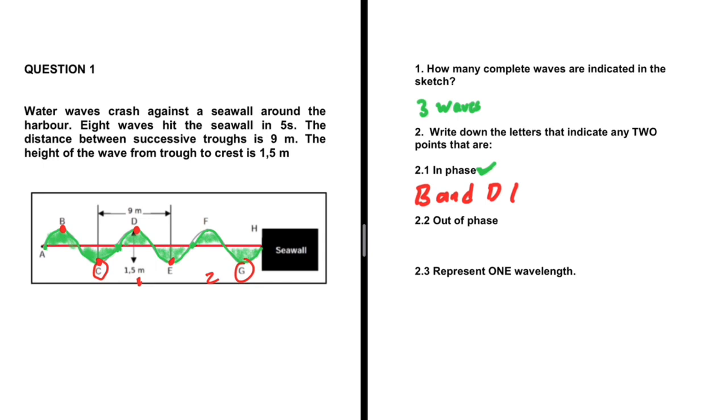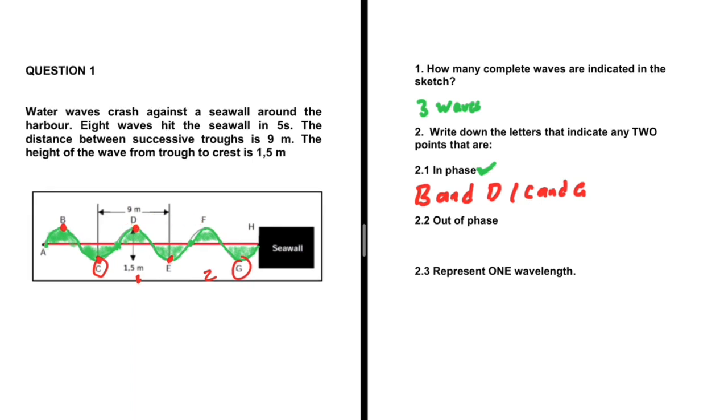So B and D is an answer, C and G is an answer, D and F is an answer, and also B and F, because from B to F we have 2 complete waves. So that's a whole number of wavelengths. So there we go, those are points that are in phase. And there's no in between. If 2 points are not in phase, they are out of phase. So points C and F are not in phase, they're out of phase. Points A and B are also out of phase because there is no whole number of wavelengths in between them.